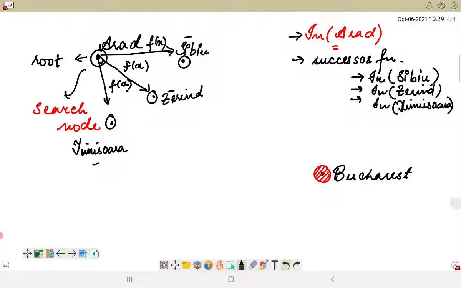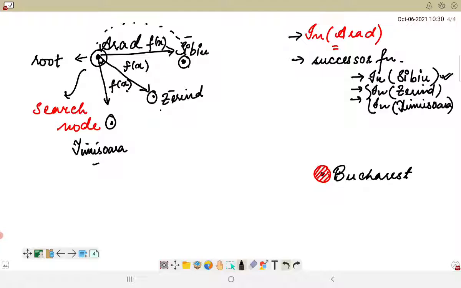So suppose I am considering Sibiu as my next point. That means the car would travel from Arad to Sibiu, and based on certain factors, from Sibiu I might be able to reach Bucharest at a faster rate. However, the other options are kept aside just as a backup, in case the first choice, which is Sibiu, does not help us to reach Bucharest.